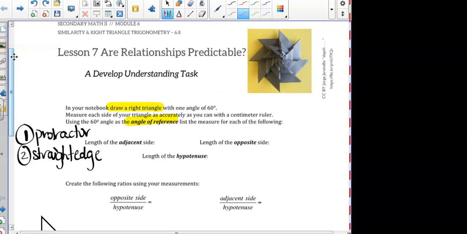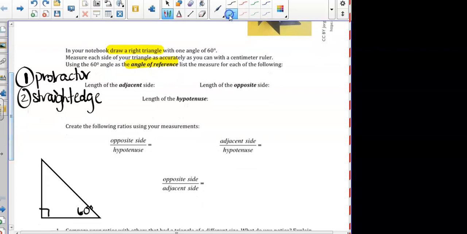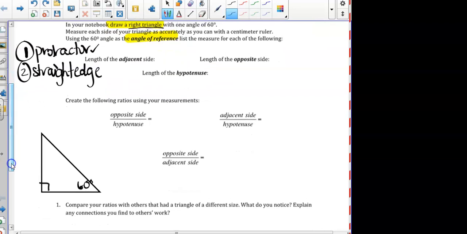In Lesson 7, Are Relationships Predictable?, we were asked in our notebook to draw a right triangle with one angle of 60 degrees. We used a protractor in order to determine if our angle measure was indeed 60 degrees. And then we also need to make sure that another angle is 90 degrees in order for this to be a right triangle. What I've done here on the bottom is I have just sketched a right triangle and labeled 60 degrees. In class, we did measure these using a protractor.